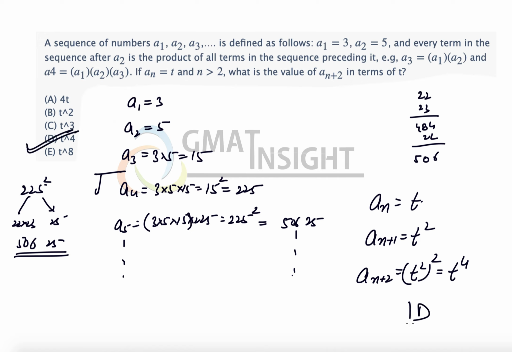I hope you enjoyed the explanation, but the basic idea in this explanation is to understand the pattern, how the sequence is progressing. So here we understand we have 15 here, then we have 15 square here, and then we have 225 square. 225 square can also be written as 15 raised to the power 4, which means every next term is the square of previous term. And that's how we are finding out the next term in the sequence.